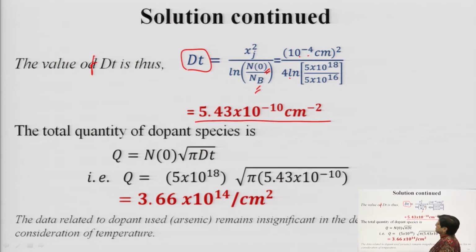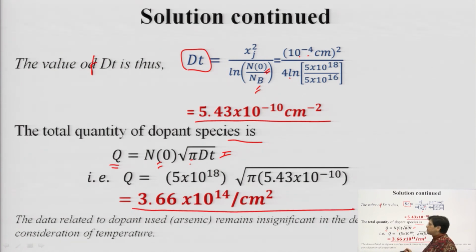So, 1 micrometer is substituted over here, 1 micrometer squared upon 4 ln N0 upon Nb, and the value comes out to be this. Now, to calculate the total quantity, again we will substitute in the equation: Q is equal to N0 under root pi Dt. Dt is known, pi is known, N0 is known. If you know all these values, you can simply substitute them and calculate the total quantity of dopants inside the bulk, and that is 3.66 into 10 raised to the power 14 per centimeter square.